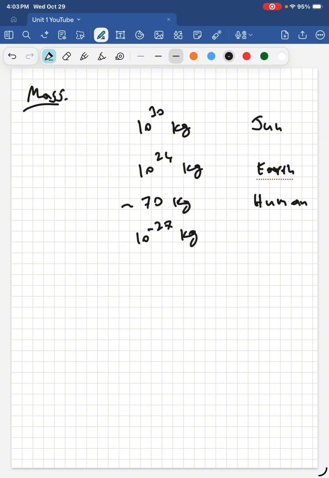kilograms is the mass of a proton, and 10 to the negative 31 kilograms, notice that it's about 1,000 times lighter than the proton, is the electron. Okay. And okay, these are the benchmarks.